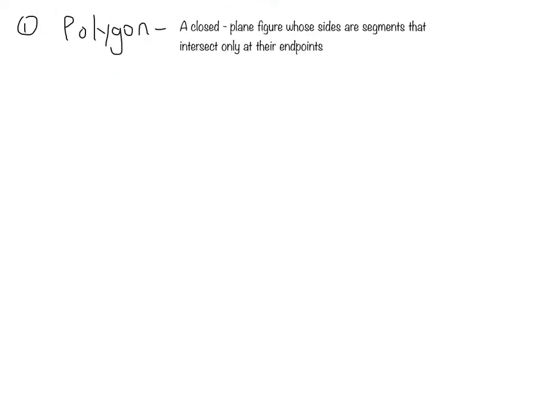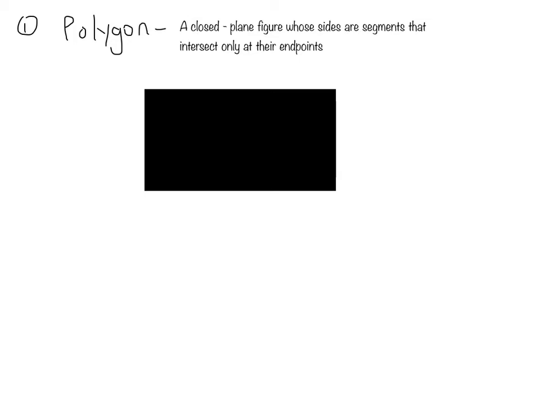Alright, so what is a polygon? Well, it's a closed plane figure whose sides are segments that intersect only at their endpoints. Okay, so closed plane, what does that mean? Well, this is a closed plane figure here because, let's pretend the outer edges here are like a fence, right? And here's the laser pointer, it's like a dog, right? Can't go outside the fence. Okay, so it's closed plane. This would not be a closed plane figure because there's a gap right there, okay?